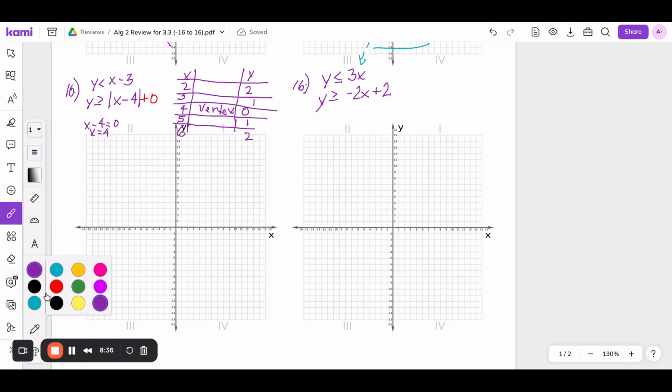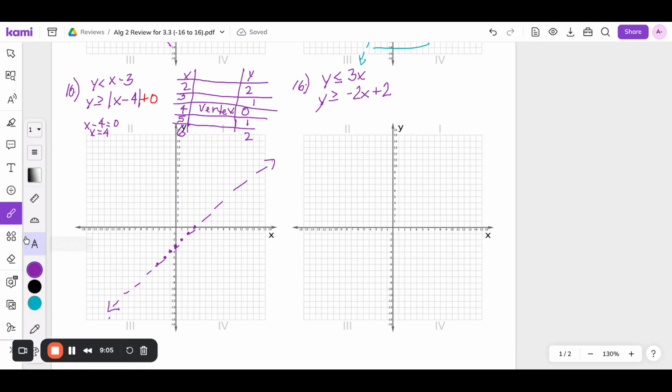All right, I'm going to graph first the linear part. The y-intercept is negative 3. The slope is 1. So up 1 to the right 1, or down 1 to the left 1. Okay. It is a dashed line because it's not equal to. So as best I can. There are my arrows for the lines.